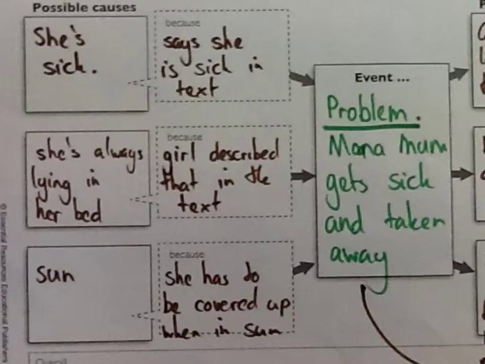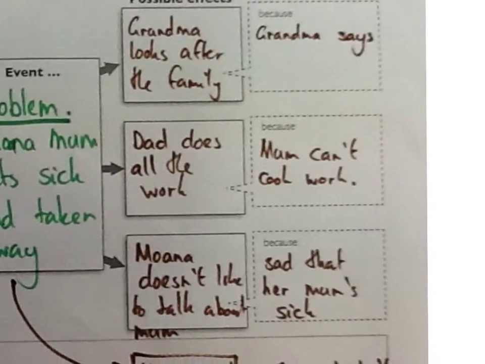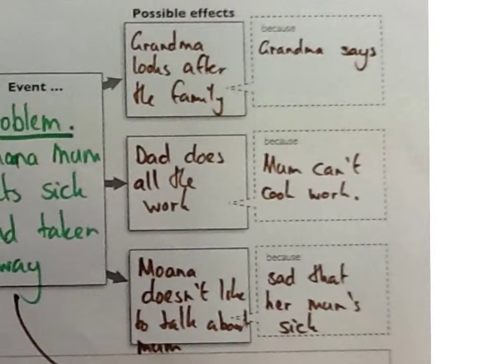When we explain something, not only do we have to explain the cause, but we also have to talk about the possible effects of the problem. If we move over here, here are the effects. The first one we see: Grandma looks after the family, because that's what Grandma says in the text. Dad does all the work, as Mum can't do the work. These are good answers because we've identified an effect and we've said why it's an effect. Same with the causes, we've got to say why it's a cause.